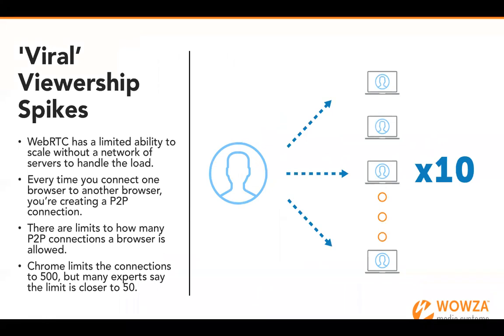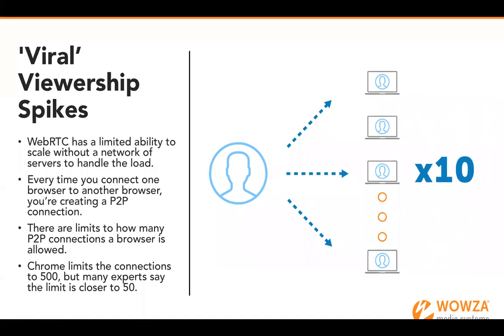Like we learned earlier though, every time you connect one browser to another browser, you're creating a peer-to-peer connection. If you have 10 viewers, you're creating 10 separate peer-to-peer connections. That may be okay for 1 to 10 viewers, but what happens when you get up to 500, thousands, or even millions? There are limits to how many connections a browser is allowed.